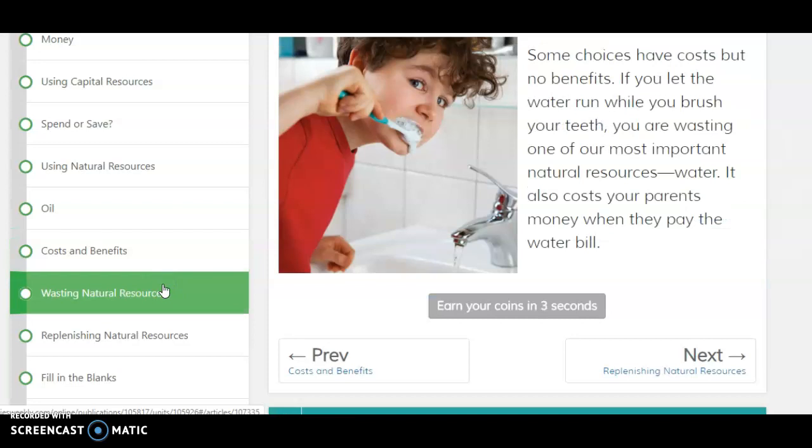Some choices have costs but no benefits. If you let the water run while you brush your teeth, you are wasting one of the most important natural resources, which is water. It also costs your parents money when they have to pay the water bill.